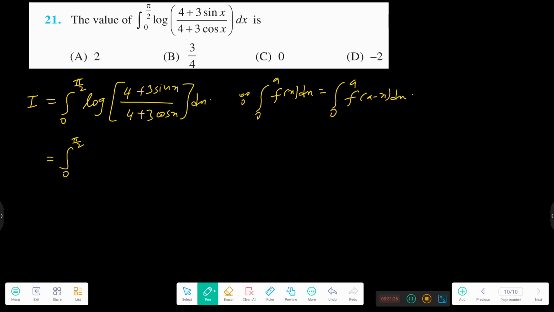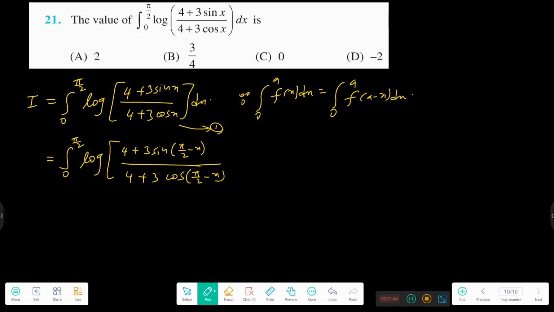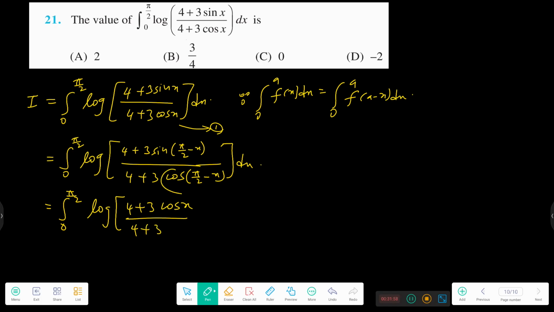So what am I getting? The integral from 0 to pi by 2 of log of 4 plus 3 sin of 90 minus theta, meaning pi by 2 minus x, divided by 4 plus 3 into cos of pi by 2 minus x, dx. What is the numerator and denominator when you apply the function? 4 plus 3 sin will become cos, sin will become cos, and 4 plus 3 into cos will become sin. But there is a problem here: 4 plus 3 sin is in the numerator, here it is in the denominator.